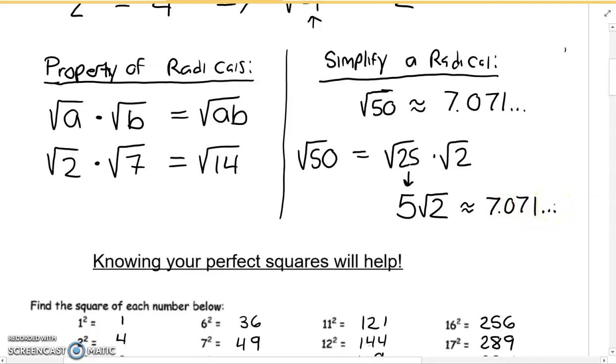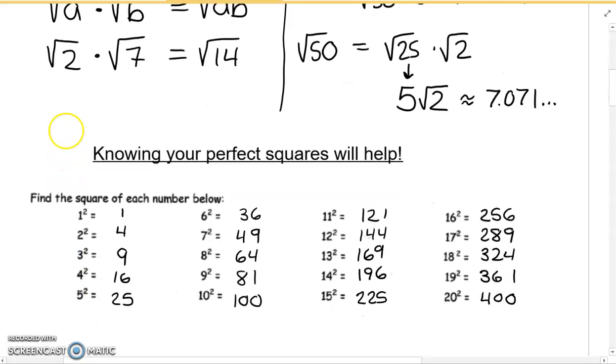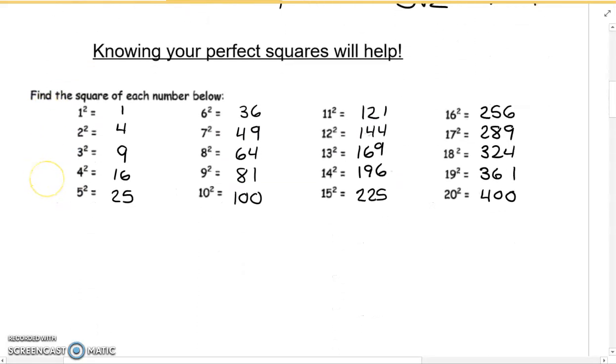Okay? So what we really need to know from this lesson is we need to identify perfect squares, because perfect squares are going to be our gateway, or our key, to get outside of the radical to simplify a problem like root 50. So here's a list of perfect squares that you should know.